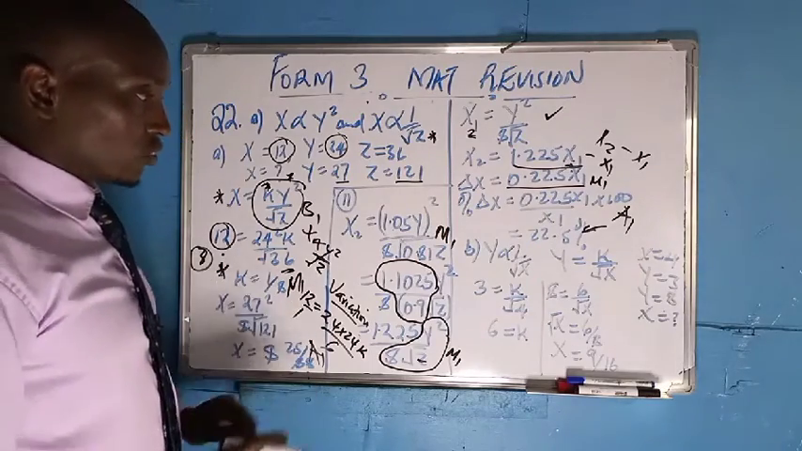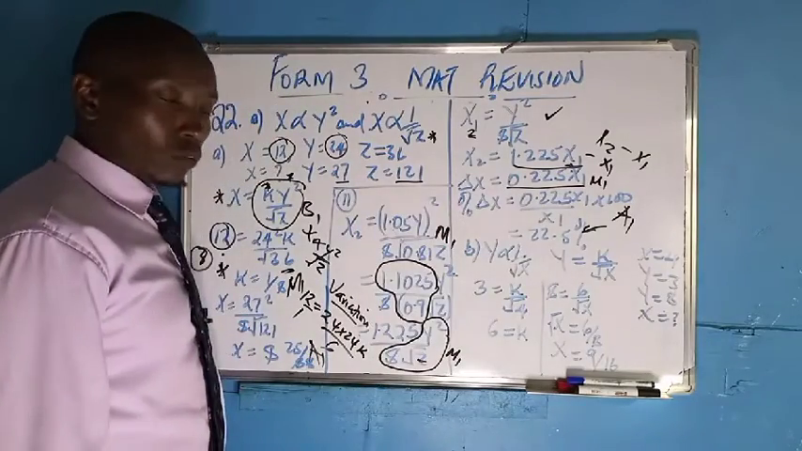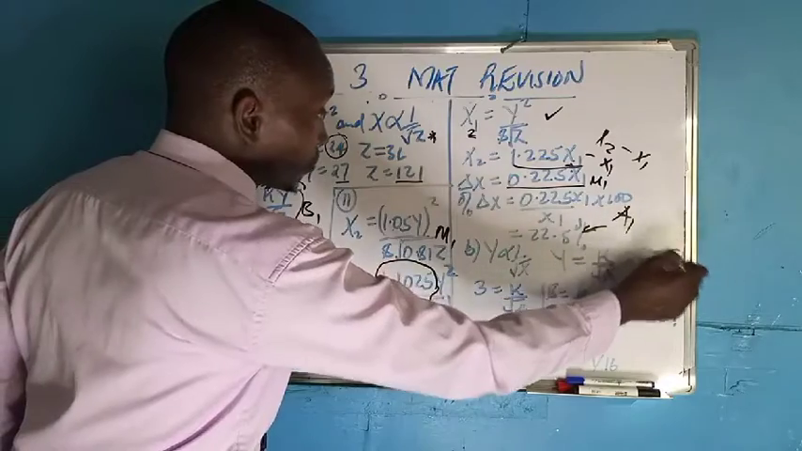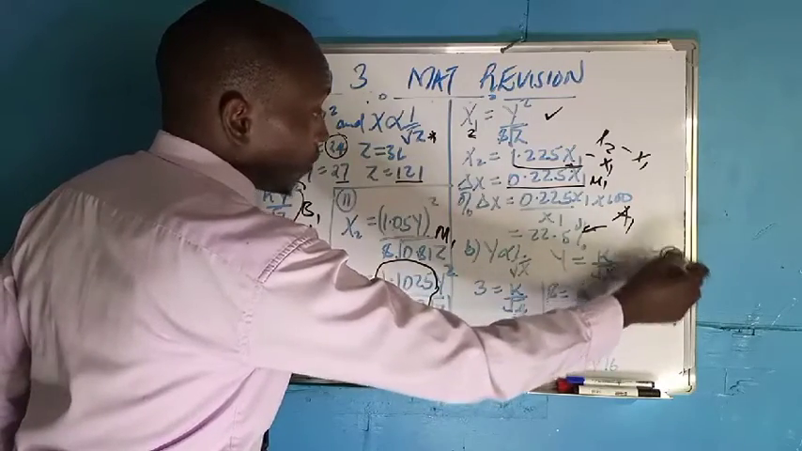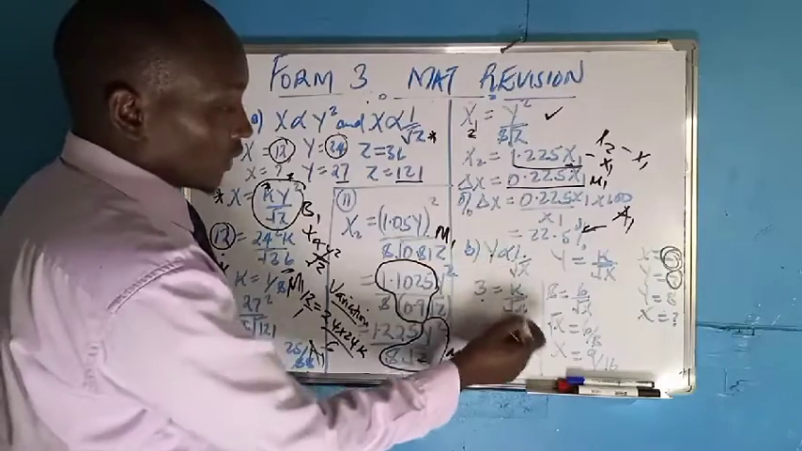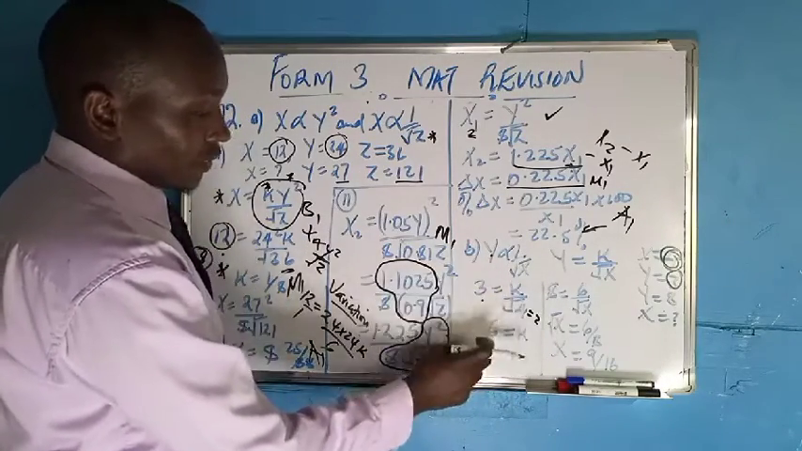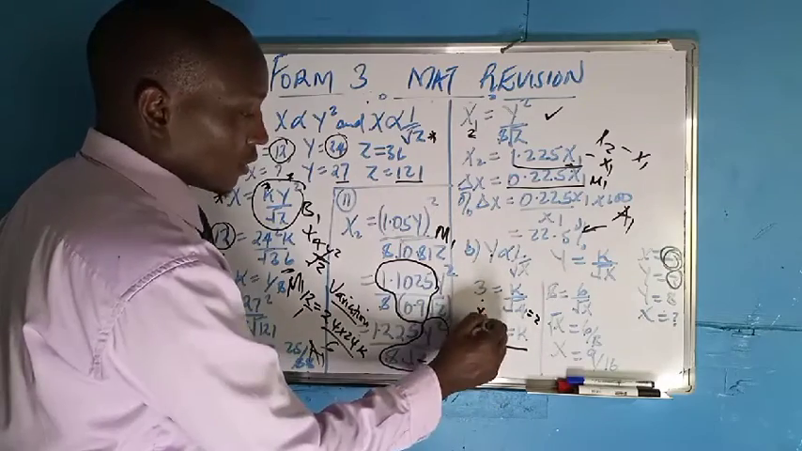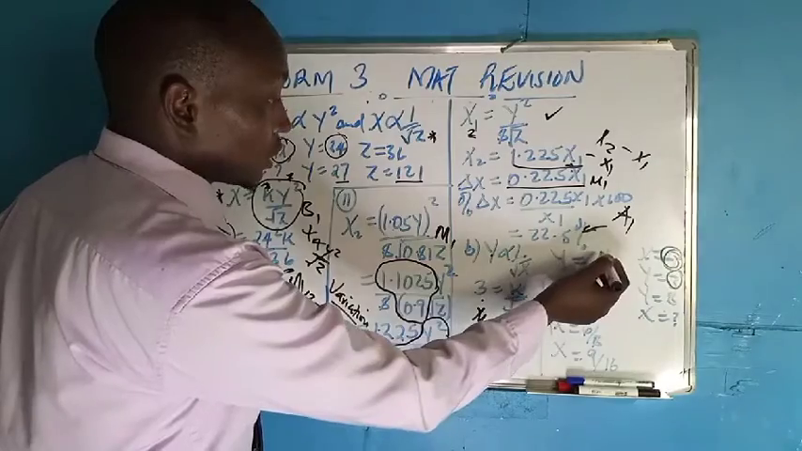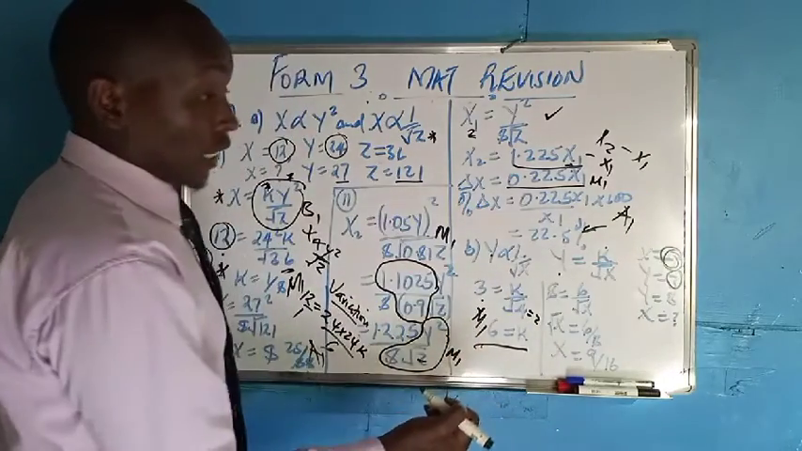Part B, a totally different question. y is inversely proportional to the square root of x. I'm given that when x is 4, y is 3. I fix that: 3 equals k over root 4. Root 4 is 2, and 2 times 3 is 6. So k is 6. Then I bring it back, so y equals 6 over root x.